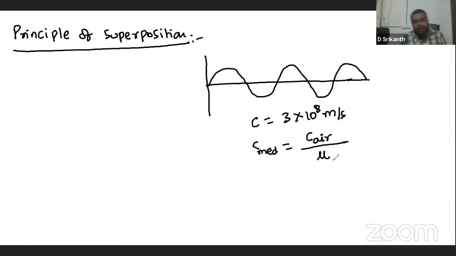Why we need all these properties: whenever a light particle or charged particle is moving, its physical, chemical, biological or mechanical properties, any one of them, will change. Here, I am taking the velocity or speed, how the light ray is moving in air and how the light ray is moving in a medium.